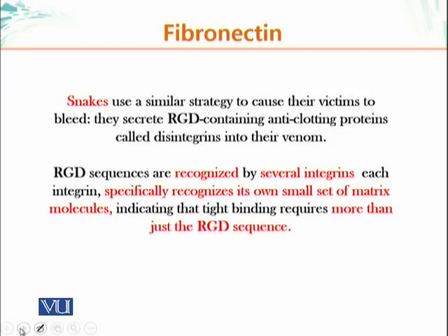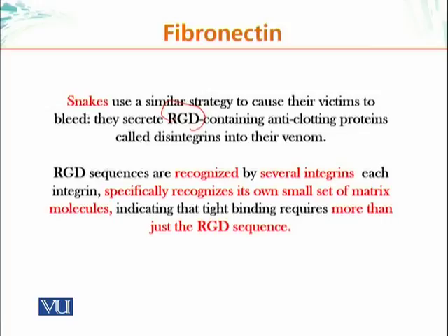Snakes use a similar strategy to cause their victims to bleed. They secrete RGD-containing anticoagulating proteins called disintegrins into their venom. So the reason why certain people bleed excessively when they're bitten by a snake is because of the presence of this sequence in the snake venom. RGD sequences are recognized by several integrins.